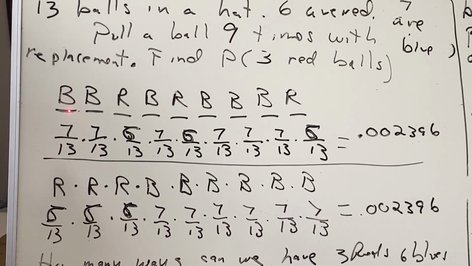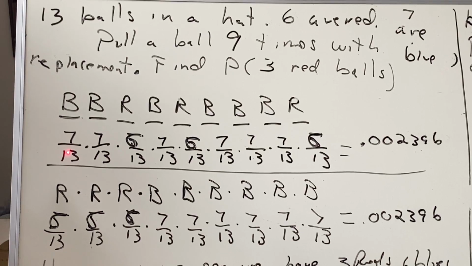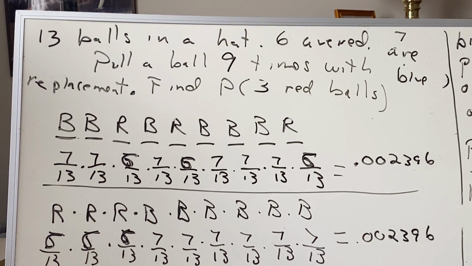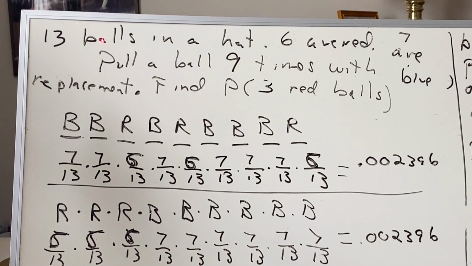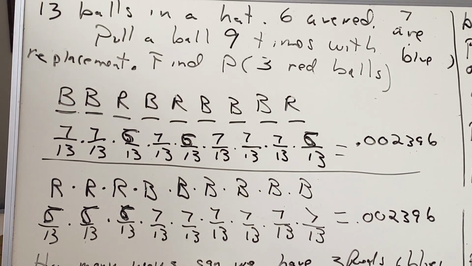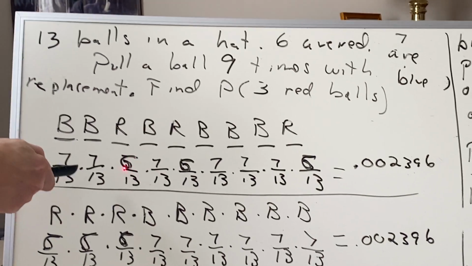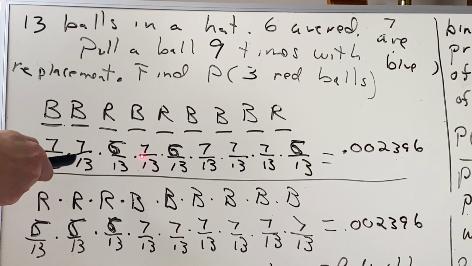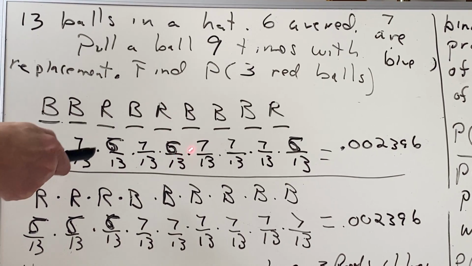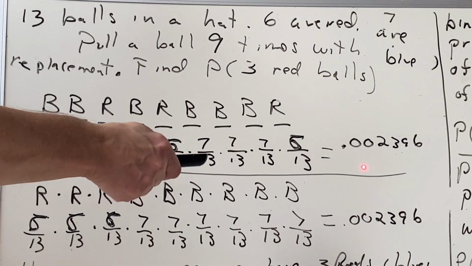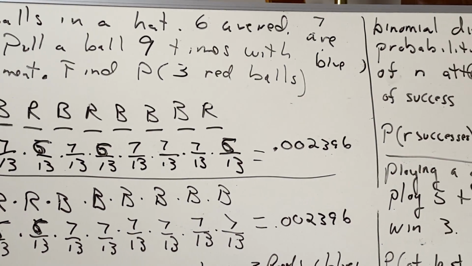What's the probability of this? Well, pulling a blue is 7/13, so we'd have 7/13 times 7/13. Why is it 7/13? If we have a total of 13 balls and 6 are red and 7 are blue, there's 7 out of 13. Similarly, red is 6/13. Each of the reds is going to be 6/13 and each of the blues 7/13. If we multiply that out, we get that small decimal number.